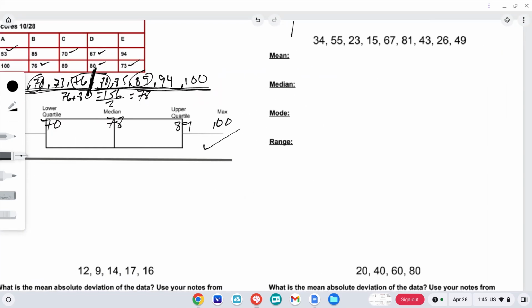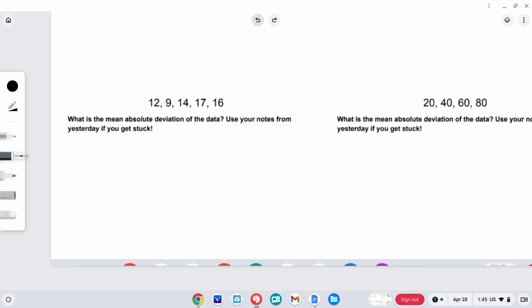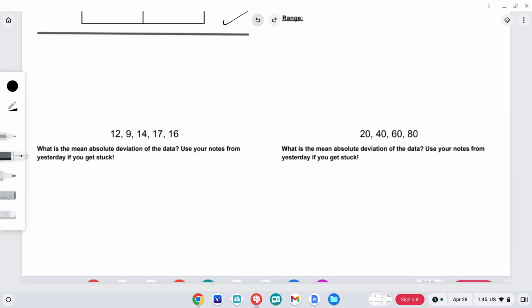So again, you're going to have this next one to do with a partner. So far we've had 2 boxes that we've skipped for you to do with a partner. And then we're going to do one more together. Remember, this was what we did yesterday. Yesterday we talked about mean absolute deviation. You can use your notes if you get stuck. But let's start with this first list, and we're going to do this one together.